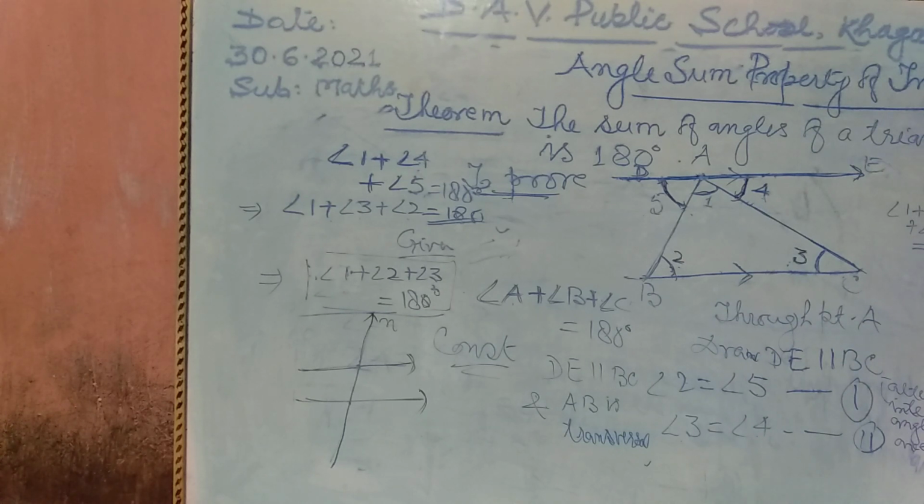Write down the next problem: to prove that the exterior angle of any triangle is equal to the sum of the opposite interior angles. Okay? You will do it by yourself in your homework copy.